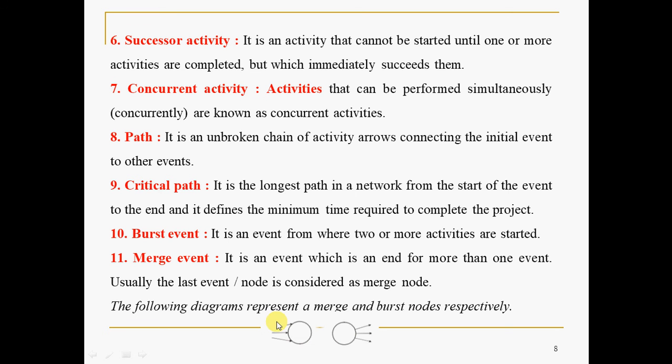So the following diagrams represent these two, burst event and merge event. For example, this is the merge event. Event is represented by a circle, as I have told. So many activities are terminating with this one. Hence it is merge. It's like a junction. Junction in the sense all routes are coming to this circle. So this is the merge event. Many activities are merging here.